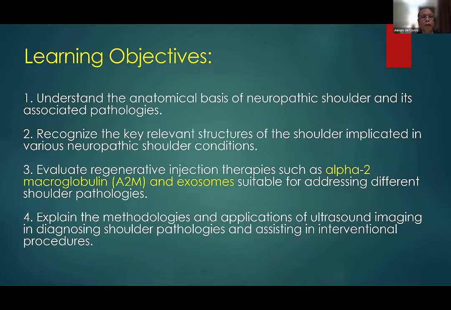These are my learning objectives. Understand the anatomical basis of neuropathic shoulder and its associated pathologies. Recognize the key relevant structures on the shoulder implicated in various neuropathic shoulder conditions. Evaluate regenerative injection therapy such as alpha-2 macroglobulin exosomes that is suitable for addressing different shoulder pathologies. And of course, explain the methodologies and applications of ultrasound imaging in diagnosing shoulder pathologies and assisting in interventional procedures.